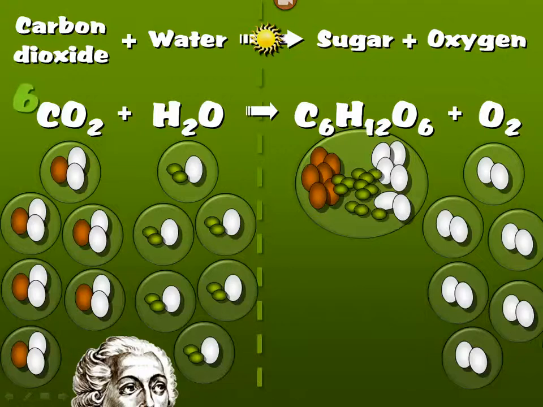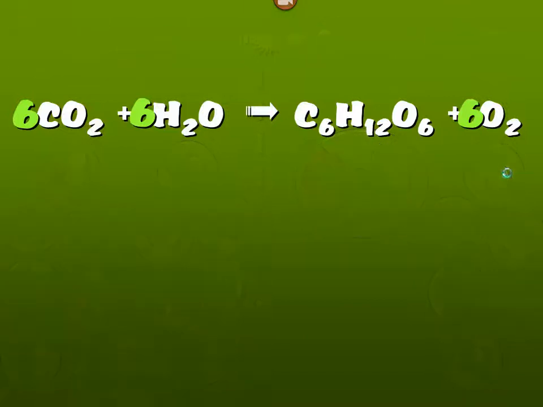Yay, so happy. And the way we record that on paper, if we're not using beans, is we would put a big 6 in front of the CO2 to show that there are 6 carbon dioxide molecules. We put a big 6 in front of the H2O to show that there's 6 water molecules. We put, what do you think, a 1 here? We actually put nothing in front of the sugar because it just shows that there's just 1. You could put a 1, but we don't. And over here with oxygen, you put a big 6 in front of that to show that there are 6 oxygen molecules altogether.